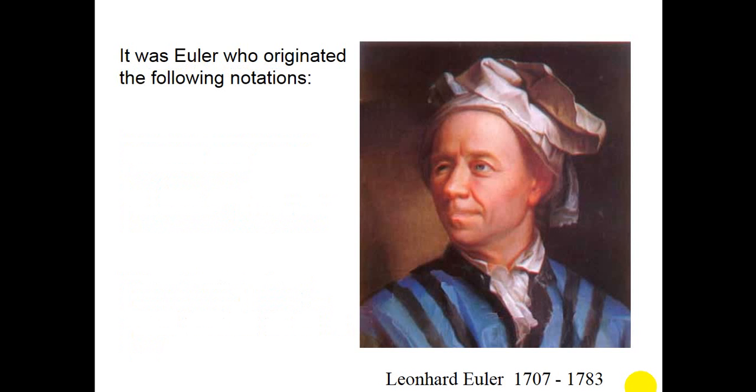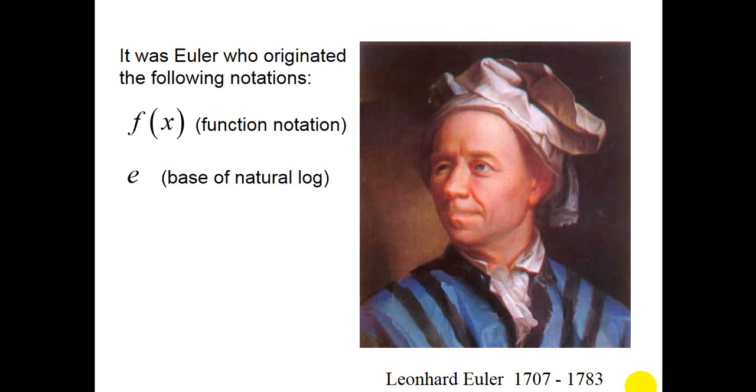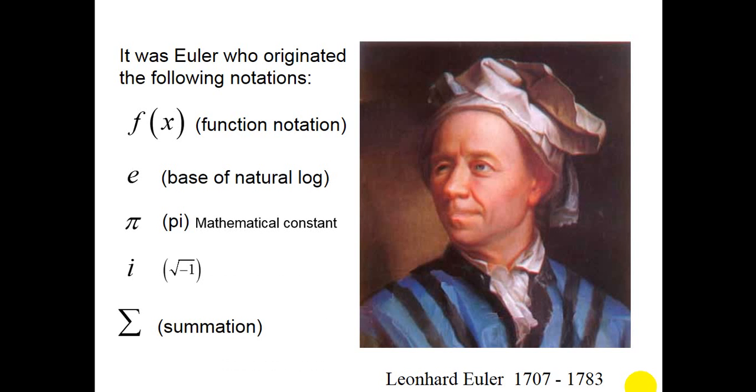It was Euler who originated the following notations: f of x, function notation; e, base of natural logarithm; pi, mathematical constant; i, imaginary number; sigma, sum or summation; and delta y, or finite change.